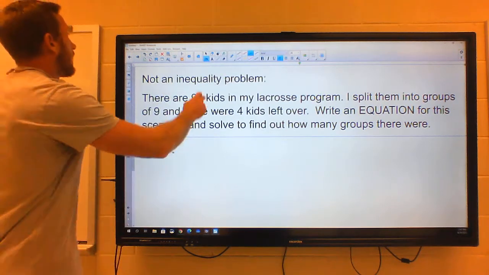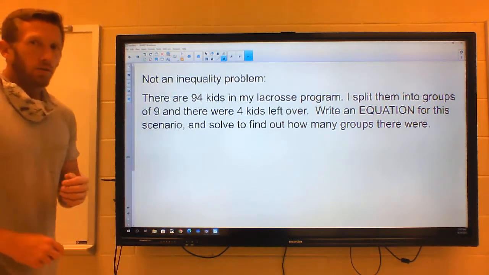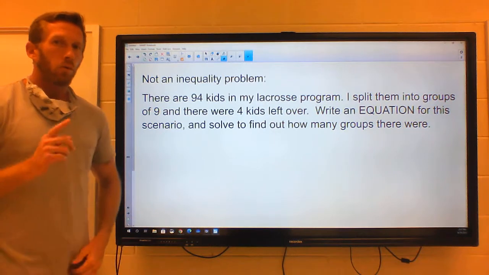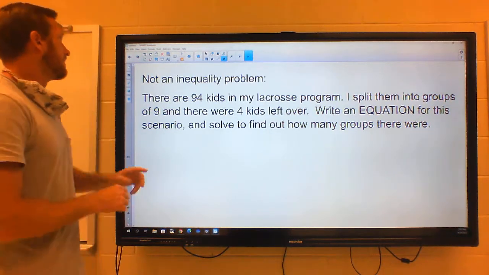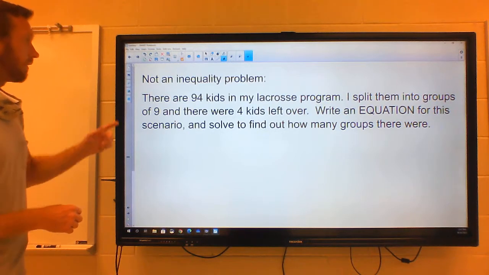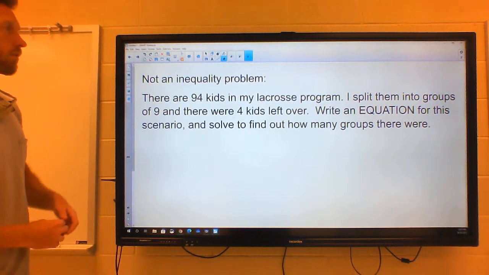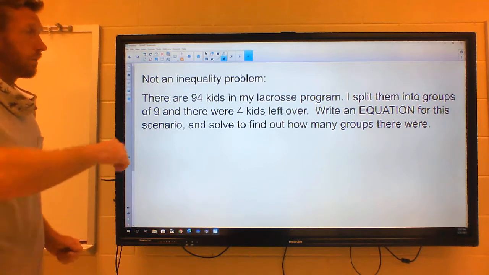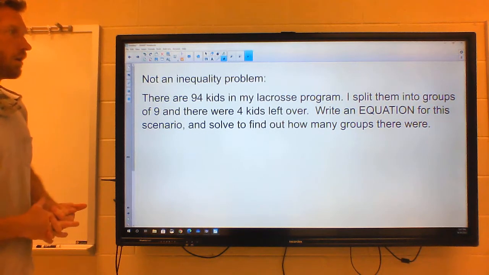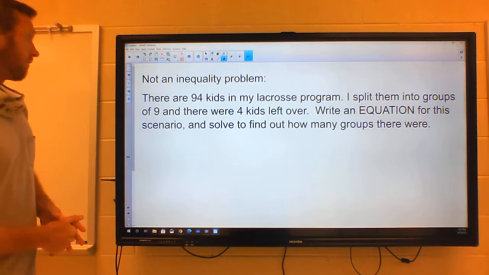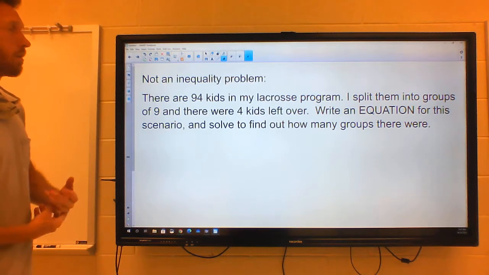Okay, let's highlight some more word problems. So if you notice, today I'm going through word problems that should help you for the test. So read this. All right. There are 94 kids in my lacrosse program. I split them into groups of 9, and there were 4 kids left over. Write an equation for this scenario and solve to find how many groups there are.